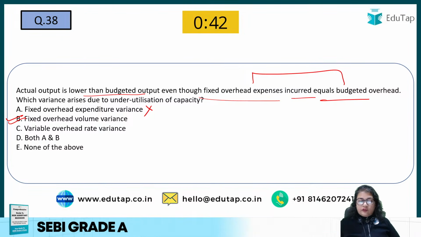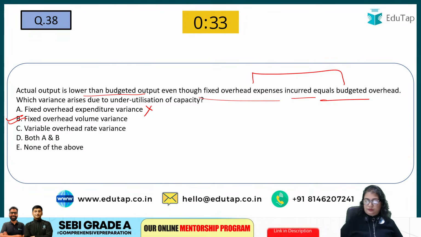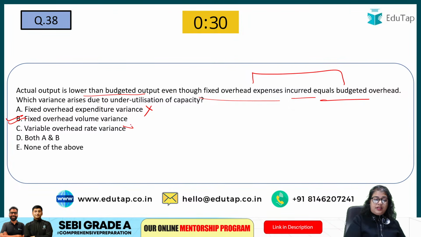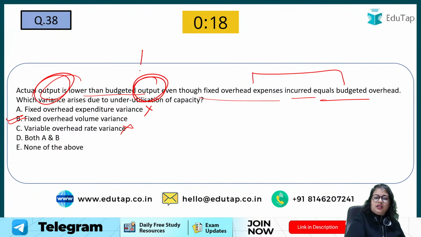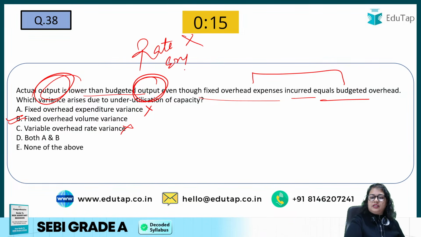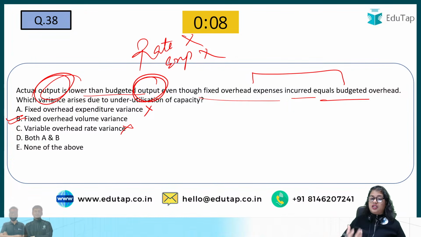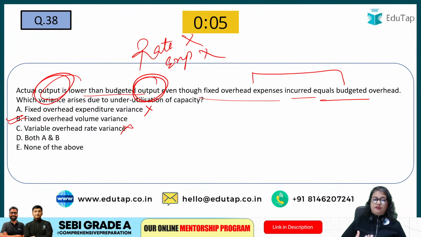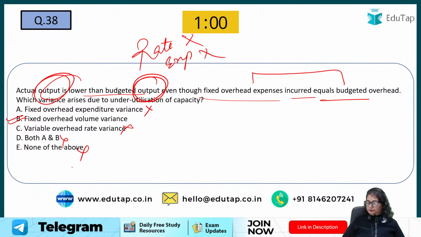Then variable overhead rate variance. Here we are not talking about the variable aspect, we are talking about the fixed one. So there will be no change in the rate variance of the variable one. So this is wrong. Everybody is answering C. Why variable overhead? In the rate we don't see any change. What we see is that actual output is lower than the budgeted output. There is a change in the output, not the rate. There is no change in the rate, not even in the expenses. So there will be no change in the rate and expenditure. The answer would be B because there is a change in the output. So the answer is B, fixed overhead volume variance. So this one won't happen and this one won't happen either.